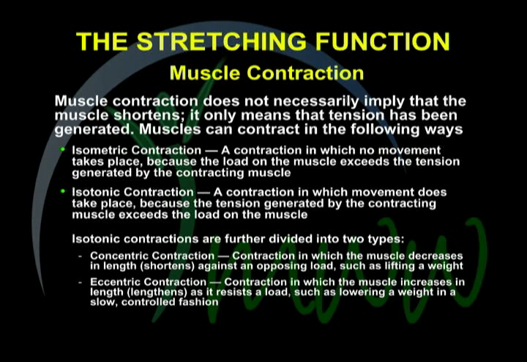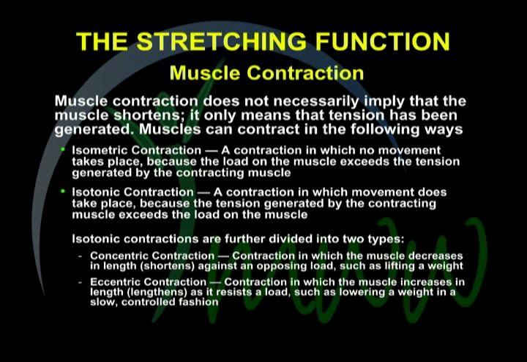Isotonic contractions are further divided into two types: concentric contraction, during which the muscle decreases in length, shortens, against an opposing load, such as lifting a weight. During a concentric contraction, the muscles that are shortening serve as the agonists and therefore do all the work.